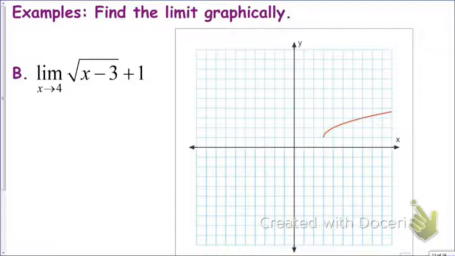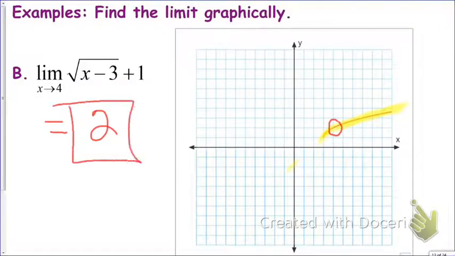Again, we're going to trace our function from the left and right side as we approach the x value of 4. So coming from the left, we're getting closer and closer to a certain y value, and coming from the right, we're getting closer and closer to that same exact y value. What y value is it that we're approaching as x approaches 4? It is right there, y equals 2. So the limit as x approaches 4 of the function the square root of x minus 3 plus 1 is equal to 2.